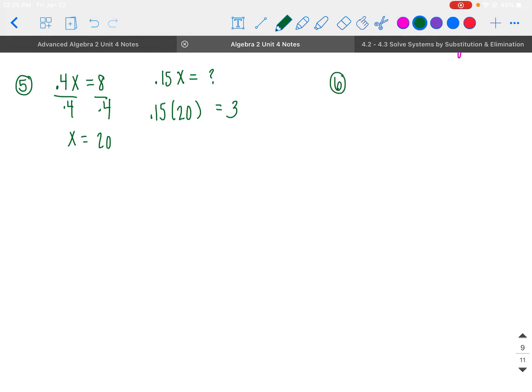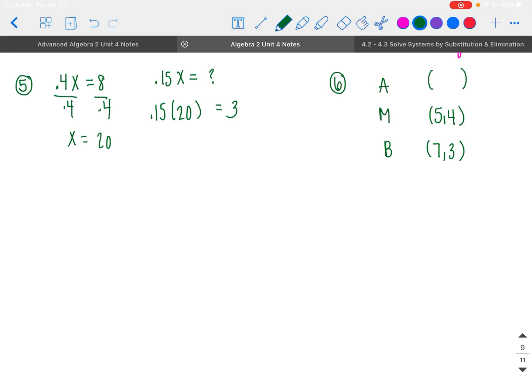Number 6. So this one you needed to read carefully. It was midpoint, but I didn't give you the two ends. The endpoints are A and B. M is the midpoint. So the midpoint is 5, 4. B is 7, 3. And we want to know what A is.